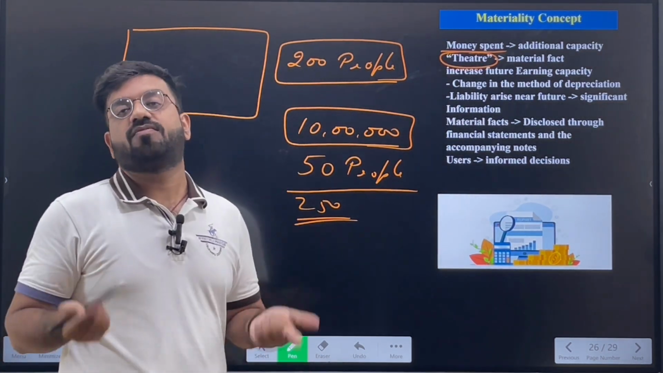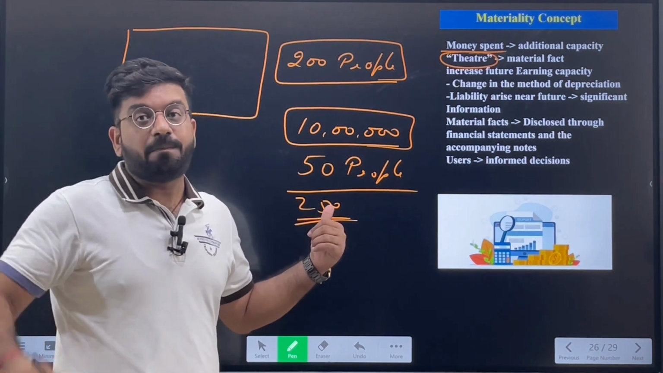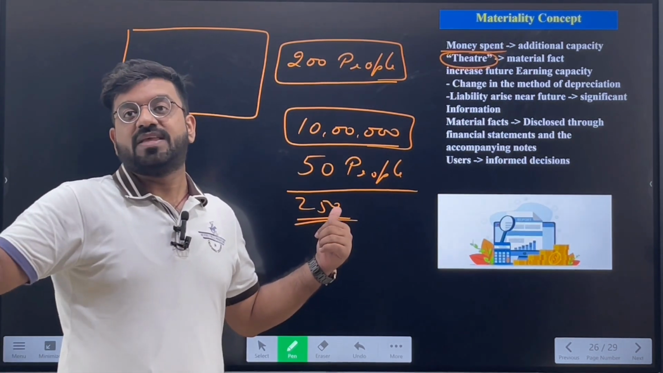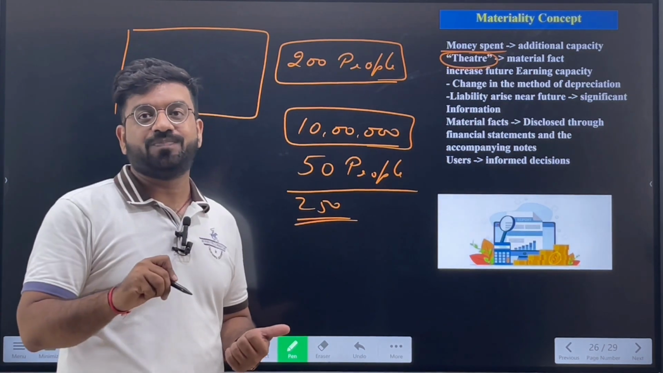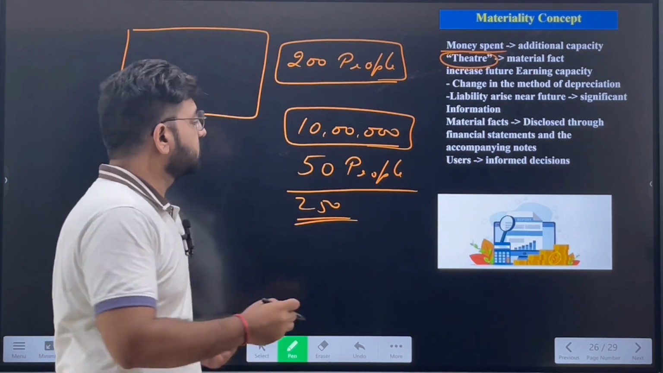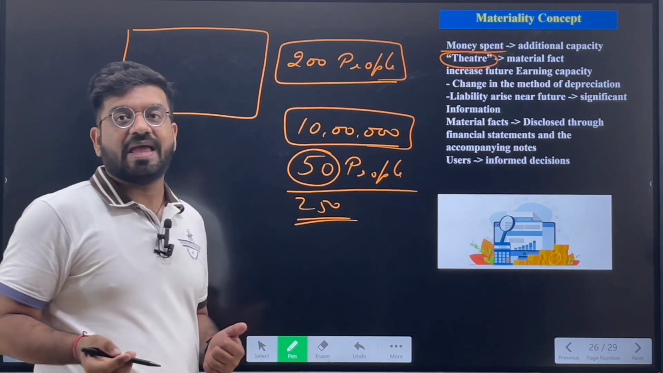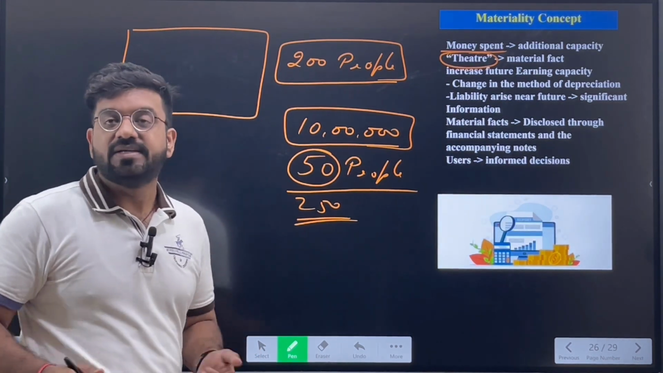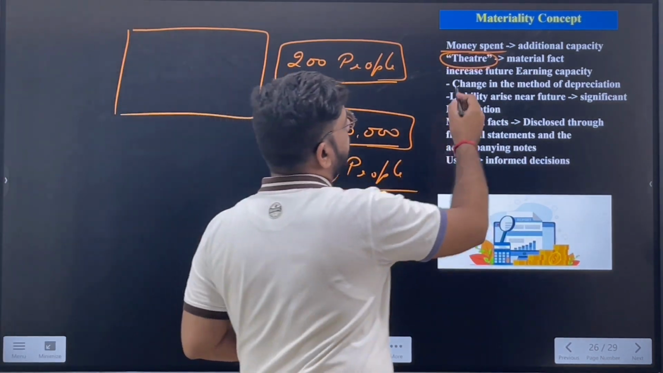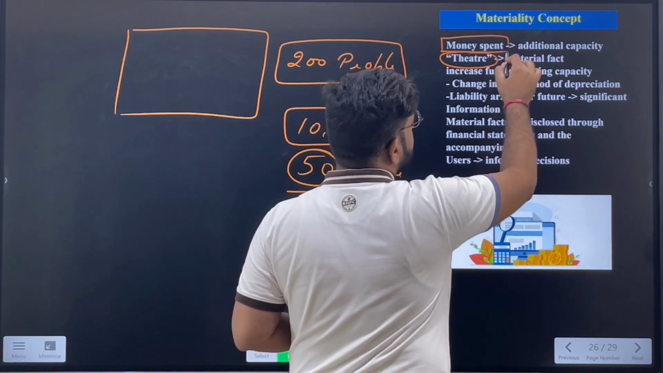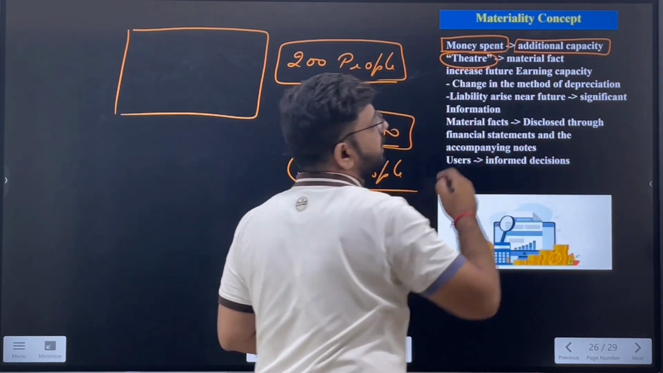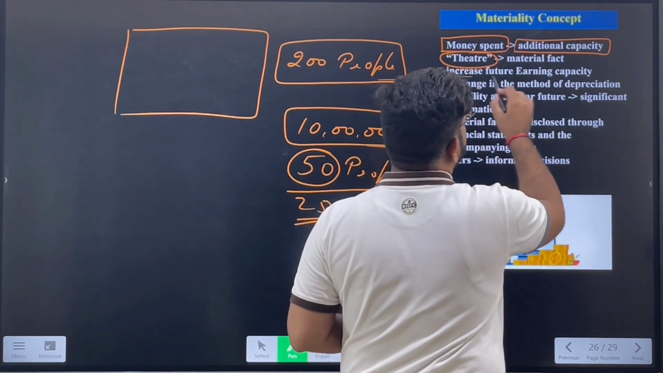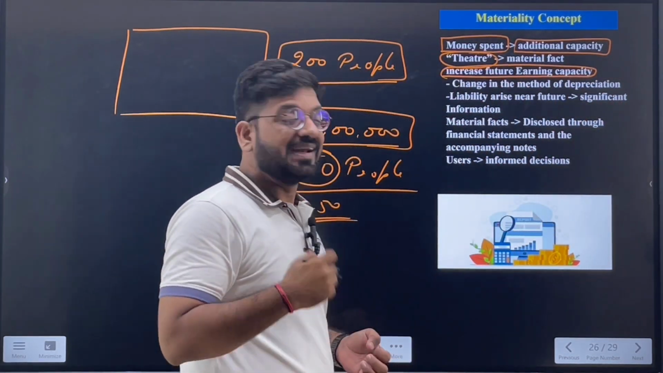This is a material fact, because with this my earning capacity will increase. In every movie show, I will be earning more because 50 more people will be sitting at the same time. Is that clear? So that is a material fact. That is simply said, the money spent on the additional capacity, in making the capacity more in the theater, is a material fact, because it will increase the future earning capacity.